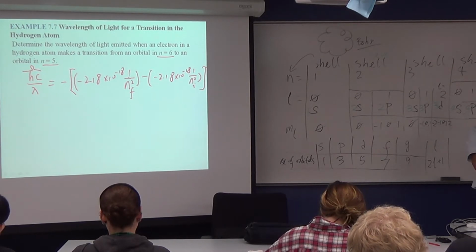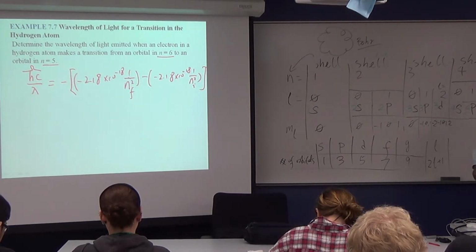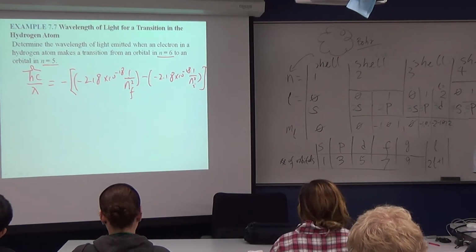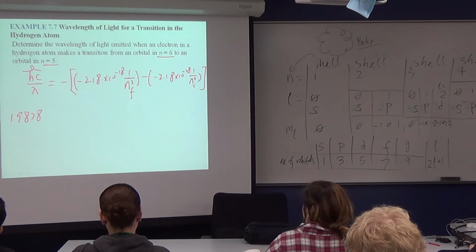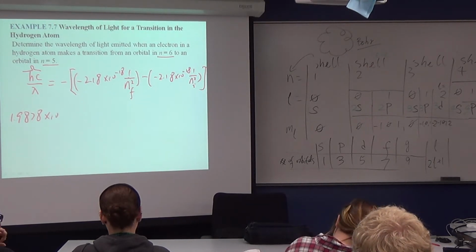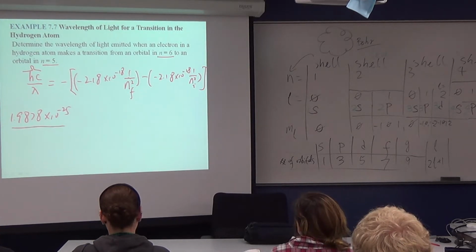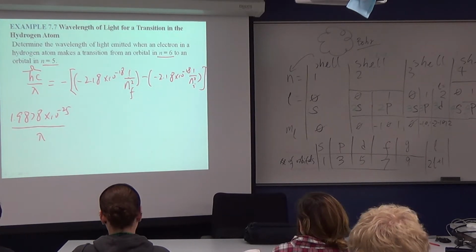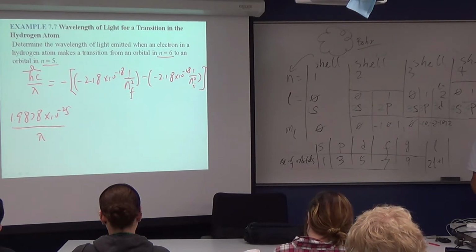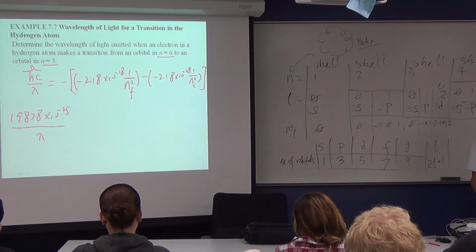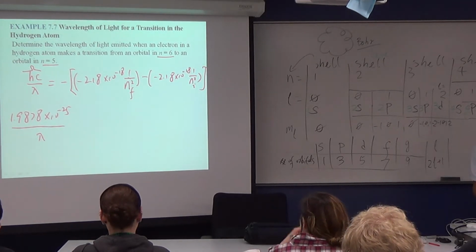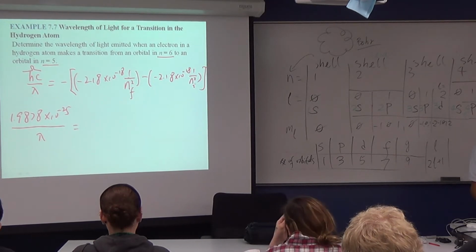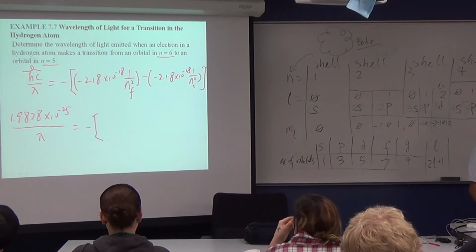And these two numbers multiply. Anyone try to remember what I told you, the magic number for h times c? It's 1.9878 times 10 to the negative 25, over lambda. And this 9878 is two particular years, 98 and 78. Equals negative. Alright, so now you just substitute those numbers.